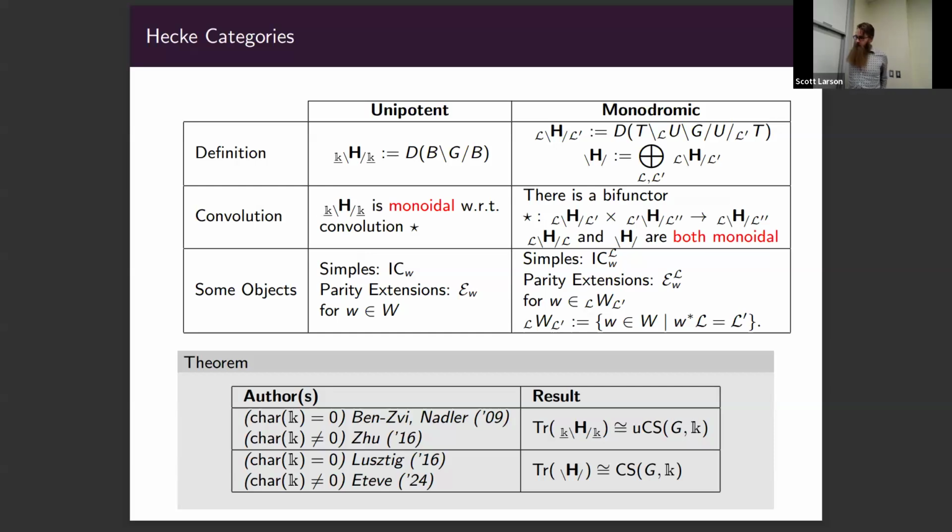So the Hecke category on the left is very classical. It's constructible sheaves that are B-equivariant on the flag variety. And this is pretty well understood in both characteristic 0 and characteristic p in some ways. There's not too much to say.